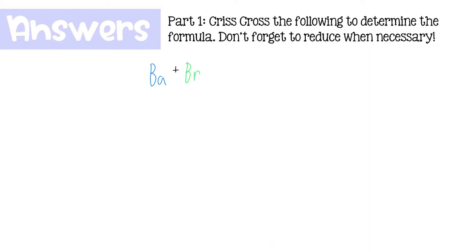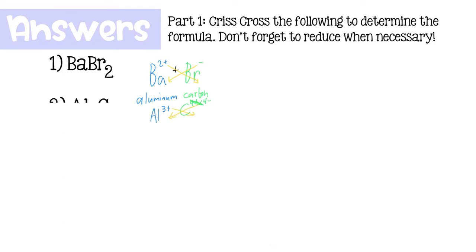So, for number 1, we have barium, which has a +2 charge, and bromine has a -1 charge. So when you crisscross that, you get BaBr2. Number 2, aluminum has a +3 charge, and carbon can either have a +4 or a -4 charge. In this case, since aluminum is positive, we use -4 for carbon. Crisscross this to get Al4C3.